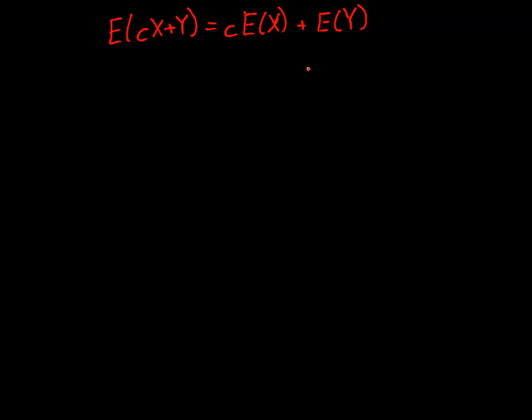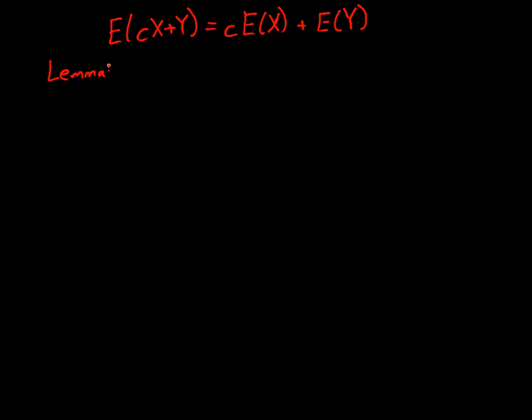Again, I'm not going to write this down, but we're going to need to deal with a set of possible values for each of these random variables, X and Y. We're going to let S be the set of possible values for X, and T be the set of possible values for Y.